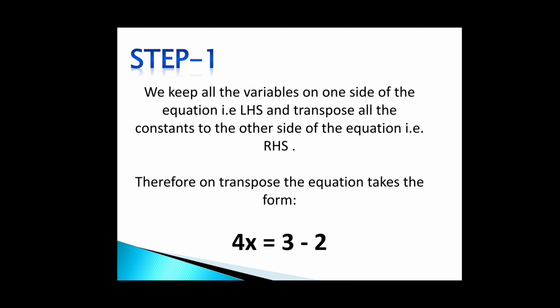Step 1: we keep all the variables on one side of the equation, that is LHS, and transpose all the constants to the other side of the equation, that is RHS. Therefore, I kept 4x as it is, and the plus 2 I took to the other side, it became minus 2. So 4x is equal to 3 minus 2. Therefore, on transpose, the equation takes the form 4x is equal to 3 minus 2.